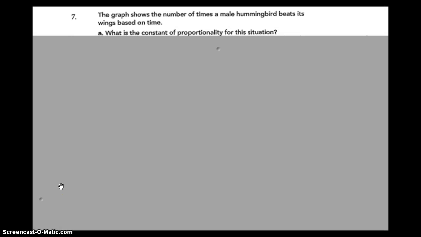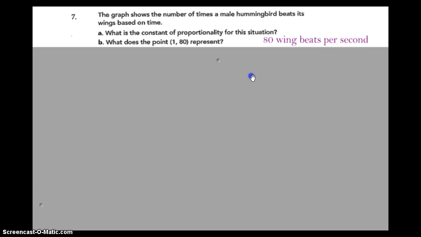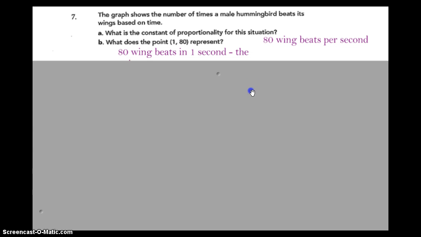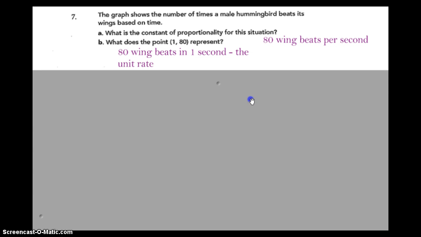Question 7. The graph shows the number of times a male hummingbird beats its wings based on time. What is the constant of proportionality for this situation? In order to find the constant of proportionality, what you need to do is look for your unit rate. So go to the x-axis and look for where it says 1. Follow up and over on the graph. If we do that in this situation, we find that it's 80 wing beats per second. And then it says, what does the point (1, 80) represent? Well, the point (1, 80) represents that 80 wing beats in 1 second.